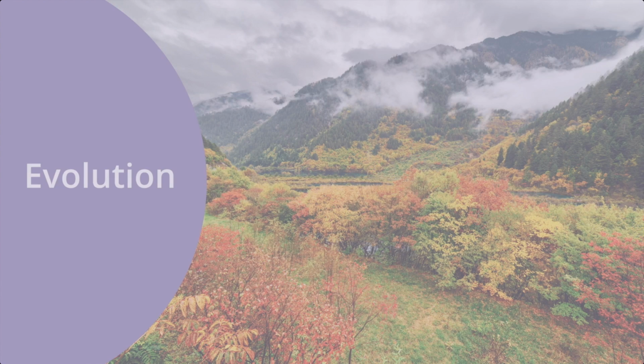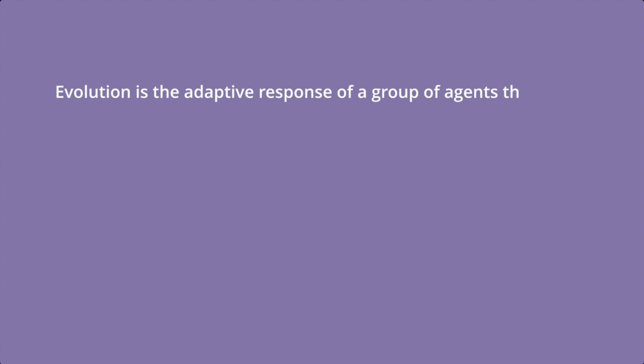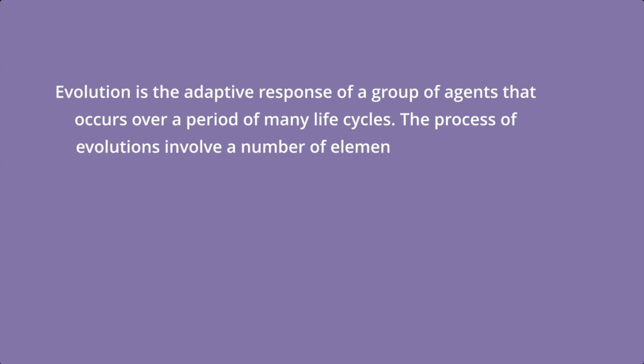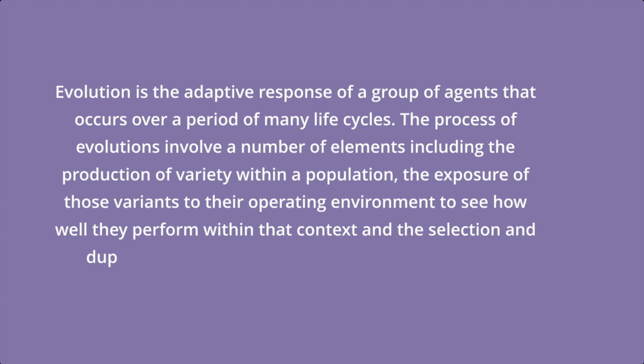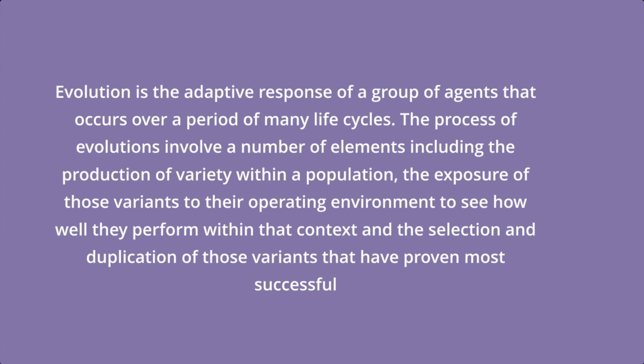It's the same process of adaptation. Evolution is the same process of adaptation. It's just operating on a whole population of agents, this time on a complex adaptive system as a whole in response to their environment. So evolution is the adaptive response of a group of agents that occurs over a period of many life cycles. The process of evolution involves a number of elements, including the production of variety within a population, the exposure of those variants to their operating environment, to see how well they perform within that context, and the selection and duplication of those variants that have proven most successful.